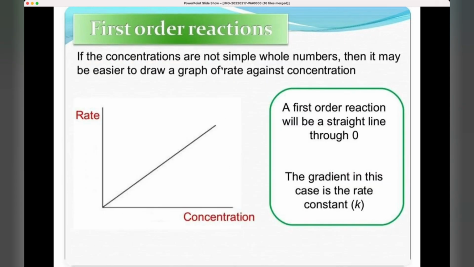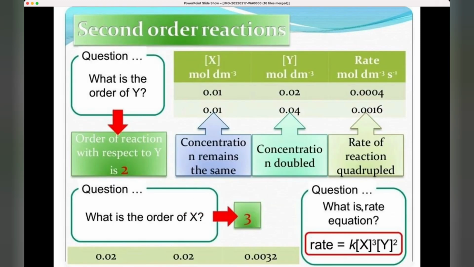Okay. Now if the concentrations are not given as simple whole numbers, then we can draw the graph. It may be easier to draw a graph of rate against concentration. You will get a straight line starting from the origin. So a first order reaction will be a straight line through the origin, and the gradient will be the rate constant k itself. Now coming on to the next concept, second order reaction.